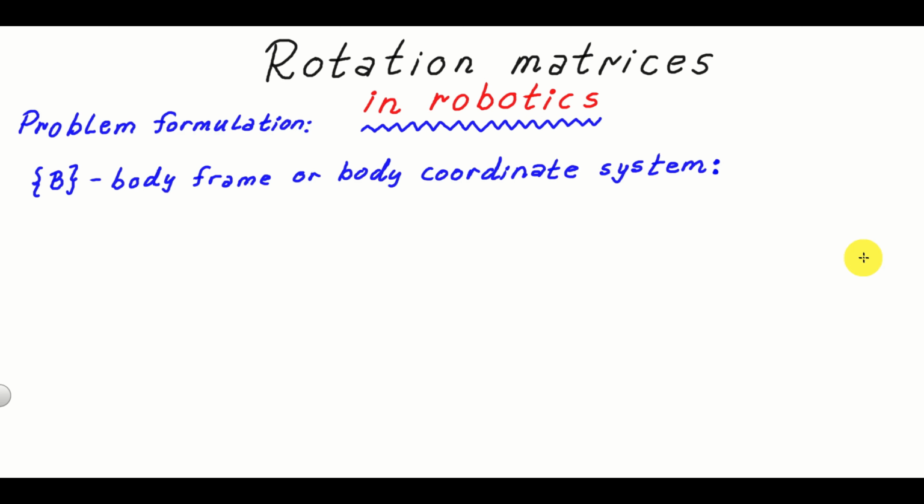First, let's start with the problem formulation. We consider a body that's rotating around a fixed point. And here is a 2D representation of the cross-section of the body. Here's our body, or better to say its cross-section, and this body is rotating around this point O. And it rotates like this.